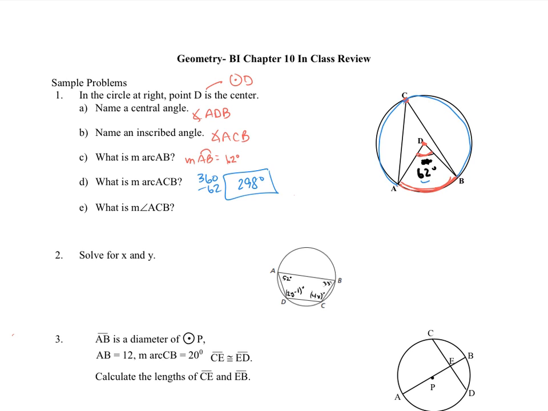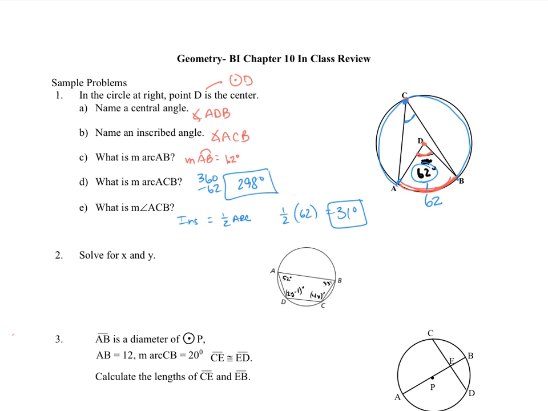Okay, and finally, what is the measure of angle ACB? Well, we know that the measure of arc AB is 62. We found that right up here, and it's also because this central angle is 62. An inscribed angle is 1/2 the intercepted arc. So this will be 1/2 of 62, which will be 31 degrees.